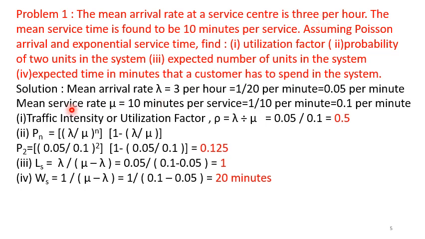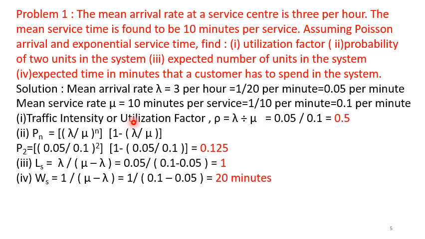Similarly, the mean service rate mu will be, mean service time is 10 minutes per every customer. It takes 10 minutes to serve one customer. So per minute, how many customers? One customer in 10 minutes, so 1 by 10 per minute. So 0.1 customer per minute.